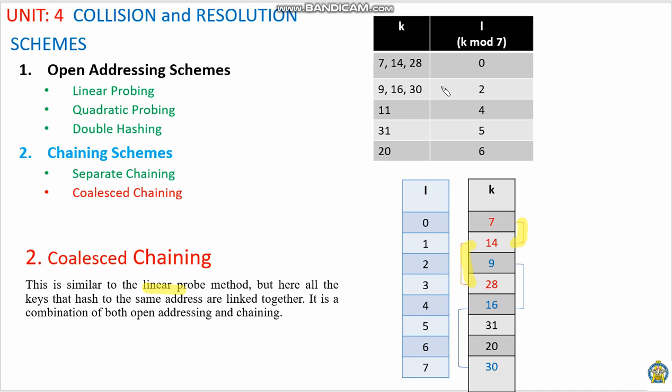Similarly, 9, 16, 30 hash to location 2. These locations are not free, so they are moved linearly, but they are connected together. Records that are individually hashed are not linked. So this is a combination of the linear probe, or any one of the open addressing methods, and the chaining method. So these are the methods used for collision resolution.